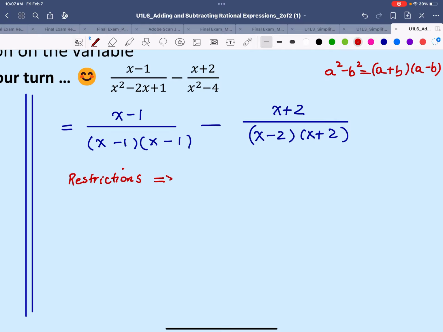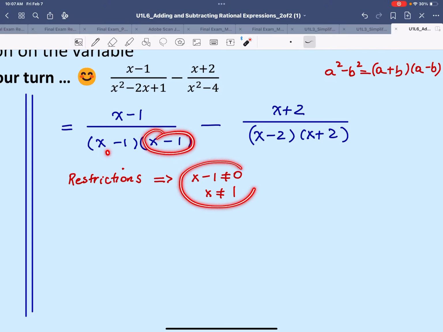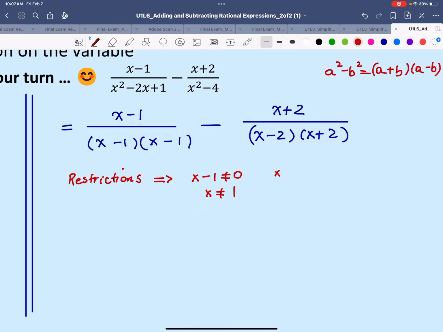And we're going to say that x minus 1 has to be different than 0, so x different than 1. Obviously, this other factor is the same, so we don't have to write the same thing twice. x minus 2 is different than 0, so x has to be different than 2. And x plus 2 is different than 0, so x has to be different than negative 2. So now that we've stated the restrictions, we can go ahead and simplify the common binomials with confidence, and that will make the rational expression subtraction a lot easier.